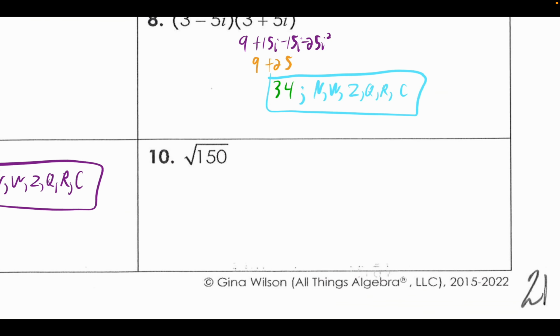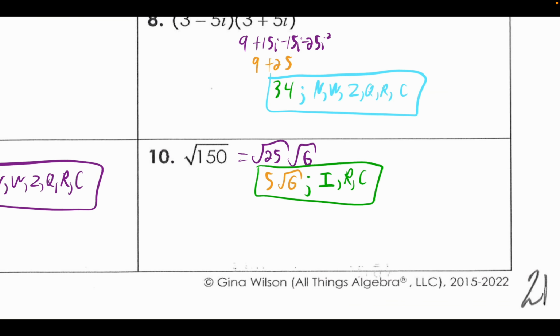Number 10, square root of 150. This is really the square root of 25 times the square root of 6. The square root of 25 is really 5 times the square root of 6. That's as simplified as we can. This is irrational, so the capital I for irrational, lowercase i for imaginary. It is still real, and it is complex. It is irrational because it ends with this non-perfect square root involved.